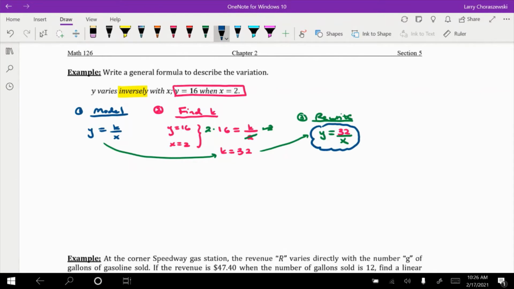Now you can get a sense of why inverse variation is kind of like a seesaw effect. If we increase the x values, that makes our denominator of the fraction bigger and bigger. And anytime you're increasing the denominator of a fraction while leaving the numerator the same, the overall value of the fraction decreases. Think about Little Caesars again.